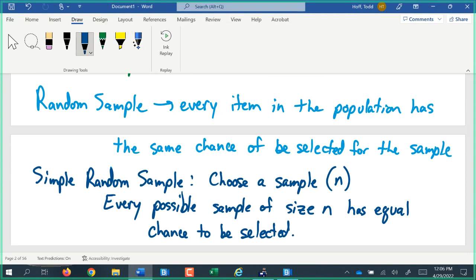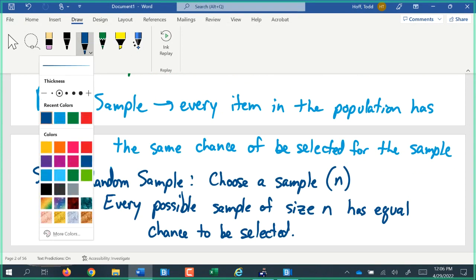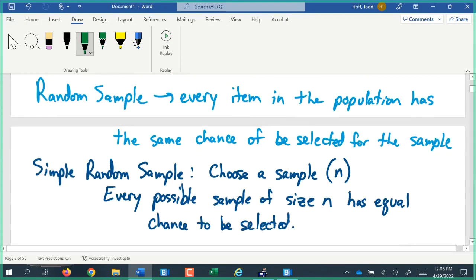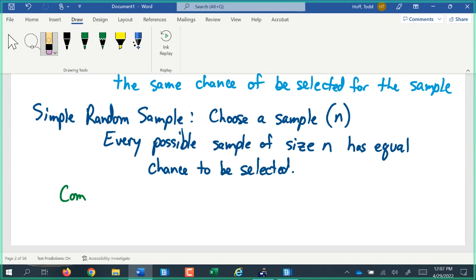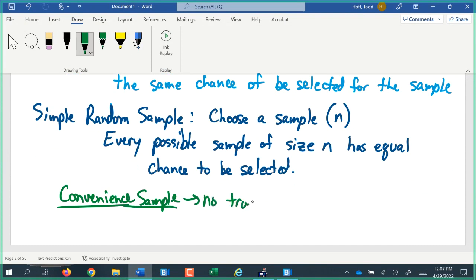You might look at that and wonder, well, what is really the difference? Well, when we look at samples, there are several different common methods of sampling that are used. Unfortunately, many of them are done for economic or ease of sampling reasons. In a convenience sample, there is no truly random process.